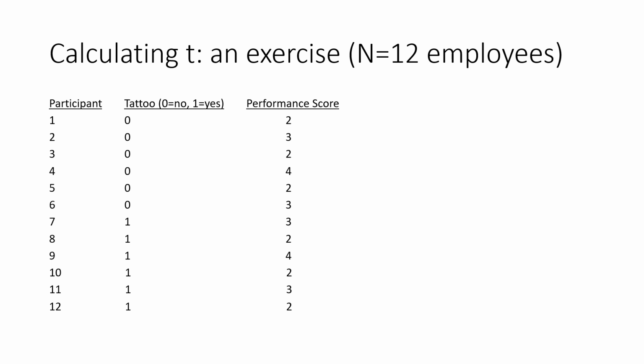It looks like we have a low of 2 and a high of 4, and then a few 3s thrown in there. So we have two groups, tattooed versus non-tattooed, and each group consists of 6 participants. And what we're trying to do is to look at whether or not tattooed employees differ from non-tattooed employees in relation to their performance appraisal scores. So using these data, how would we go about and calculate the t-statistic from the equation in the previous slide? Let's have a look.